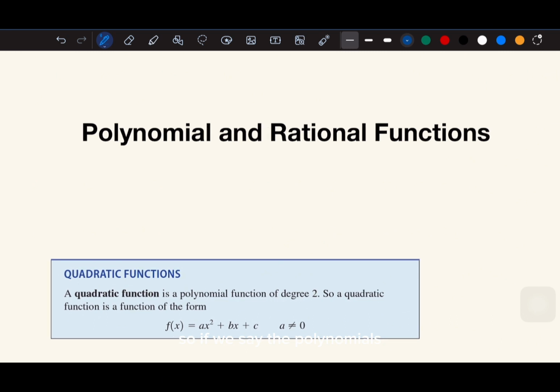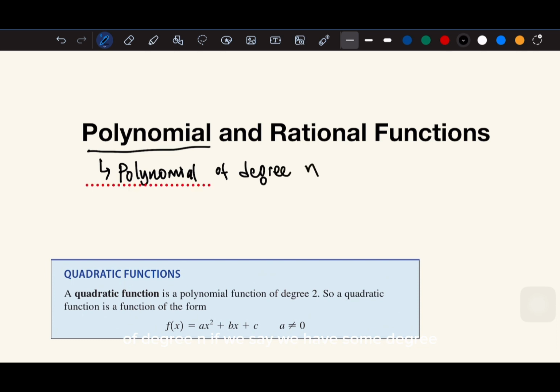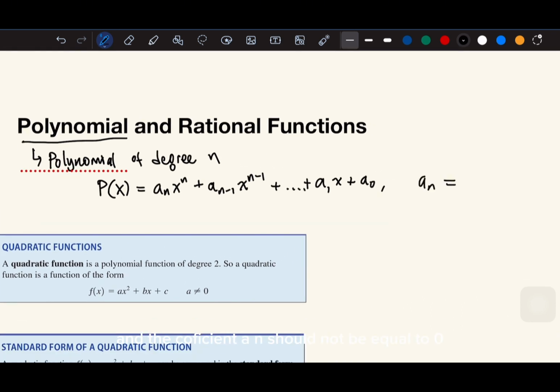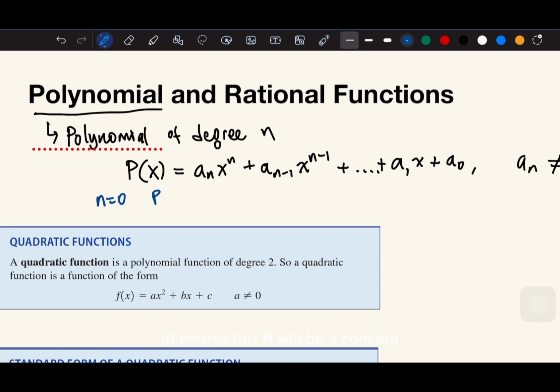So if we say the polynomial of degree n, usually we write it in terms of p of x, and then let me write all the terms here. And the coefficient an should not be equal to 0. So when n equals 0, of course this p will be a constant. And when n equals 1, then p will be a1x plus a0.